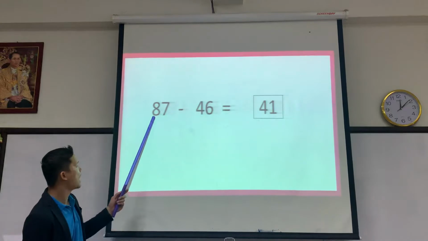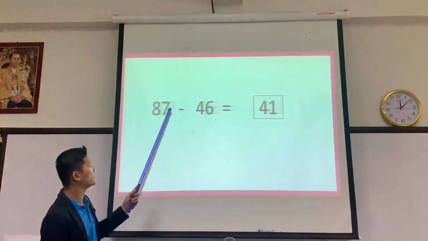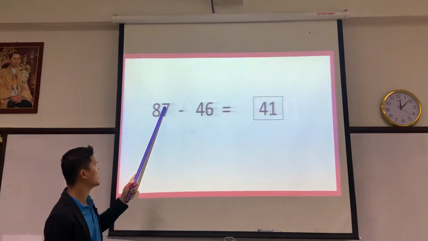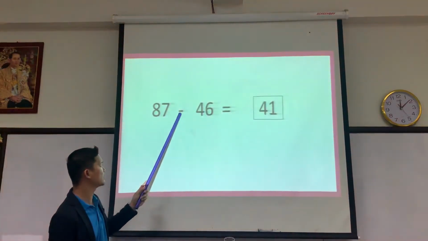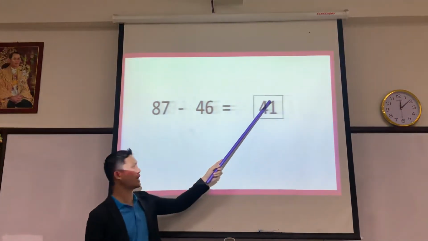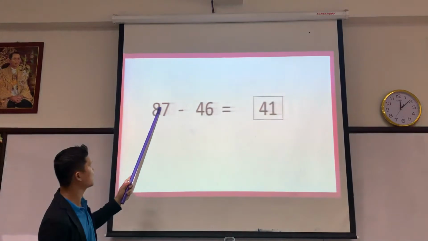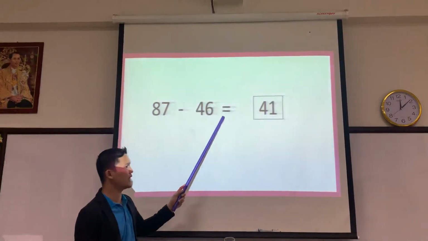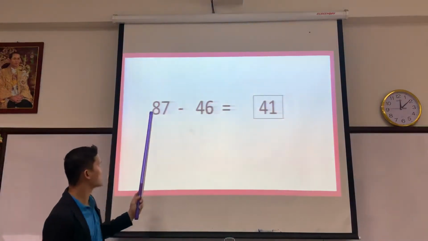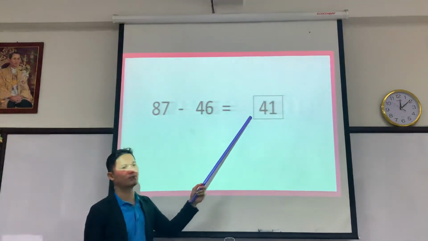Okay, here 87 minus 46. The same, we go to the ones place number. 7 minus 6, how much? We write 1 here. Then we go to the tens place. 8 minus 4, how much? It is 4. So 87 minus 46 equals 41.